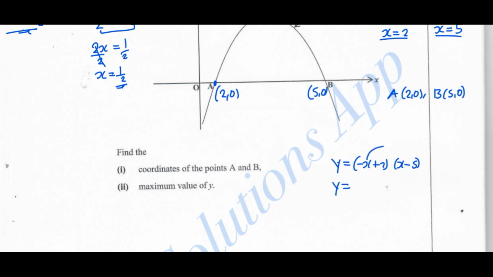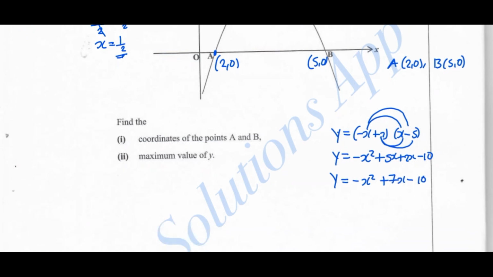So negative x times positive x is negative x squared. Negative x times negative 5 is positive 5x. 2 times x will give us 2x. 2 times negative 5 will give us negative 10. So negative x squared plus 7x minus 10.